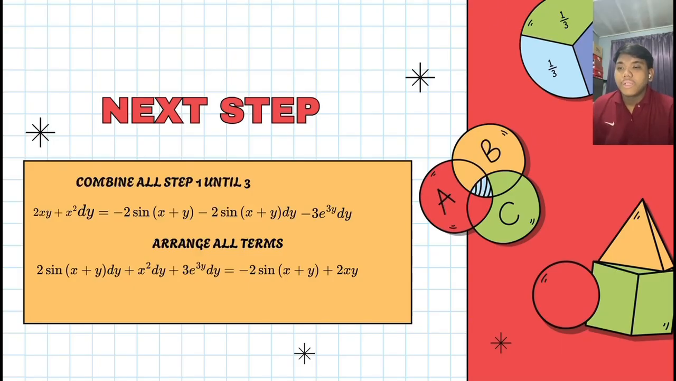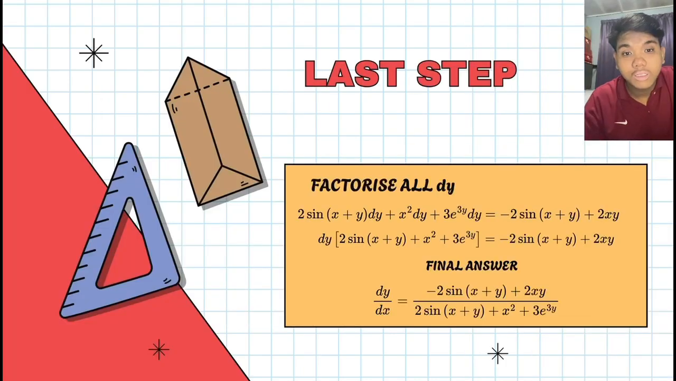So we can write sin(x plus y) dy plus x squared dy plus 3e to the power of 3y dy equals negative sin(x plus y) plus 2xy. So for the next step, after we factorize, we get dy times (sin(x plus y) plus x squared plus 3e to the power of 3y) equals negative sin(x plus y) plus 2xy.